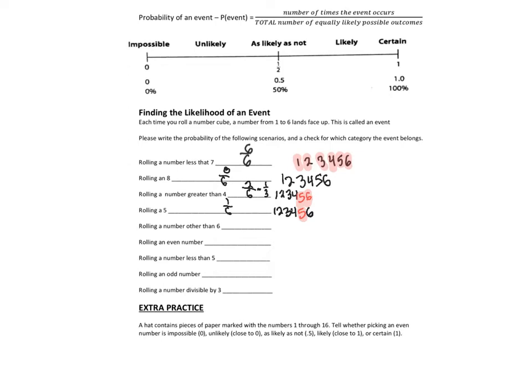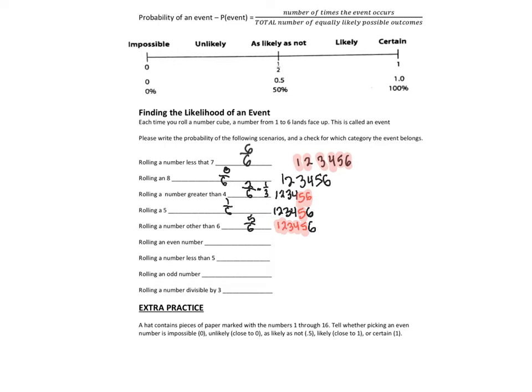Now, moving on to the next one. Rolling a number other than 6. So I write out my number choices again. These are the possible outcomes that could happen. Now, rolling a number that is not 6. So that's 1, 2, 3, 4, 5. So that is 5 options out of 6 total possible.